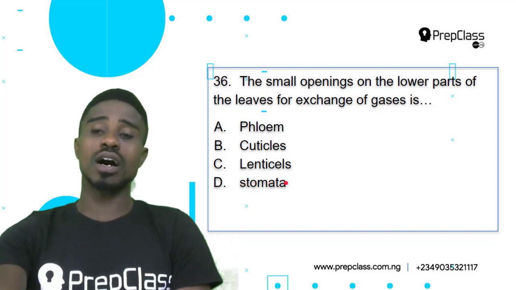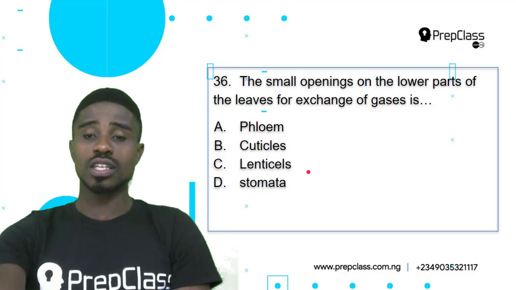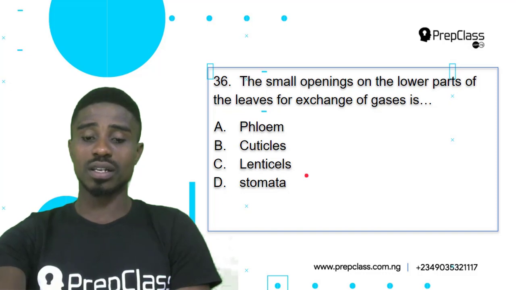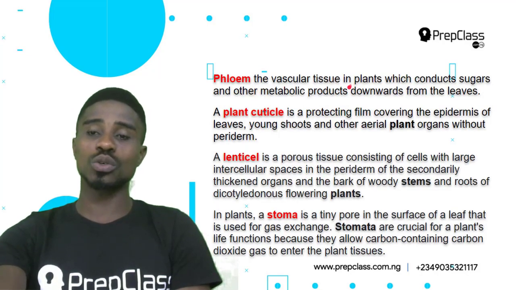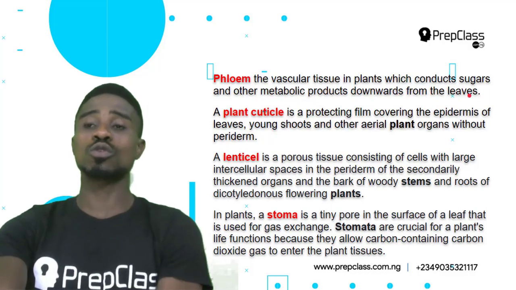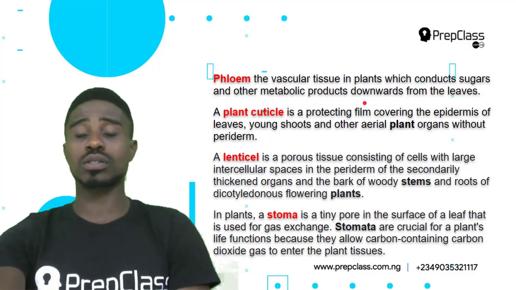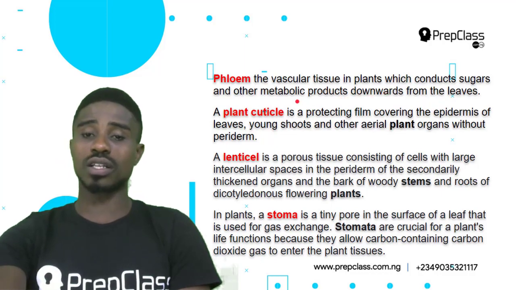So I'll be reading an explanation that will give us a better understanding and a better conviction that stomata is our correct answer. Let's check it out. Now, phloem is the vascular tissue in plants which conducts sugar and other metabolic products downwards from the leaves. So it's not our correct answer.